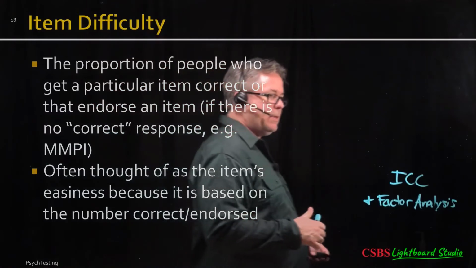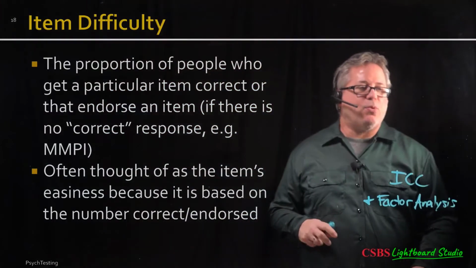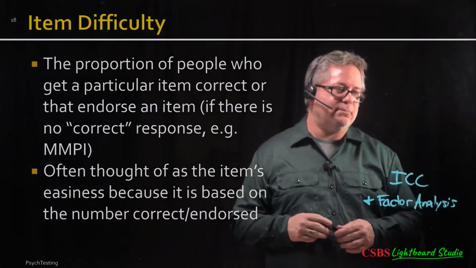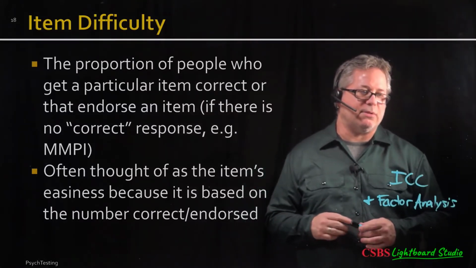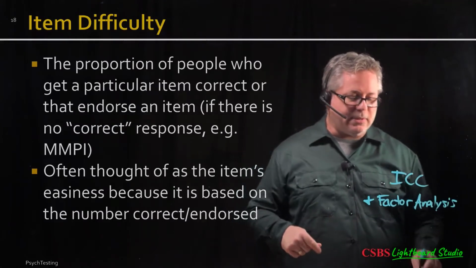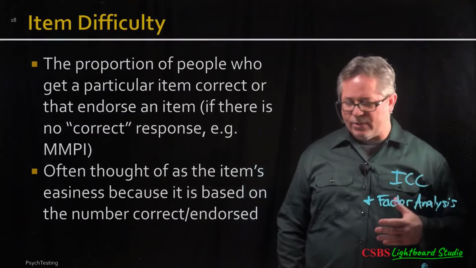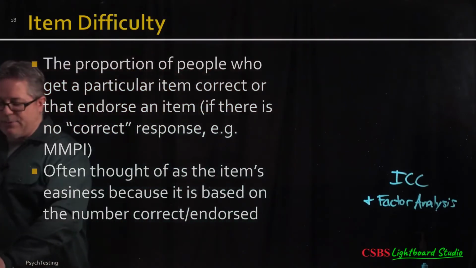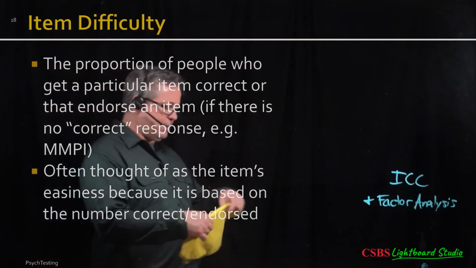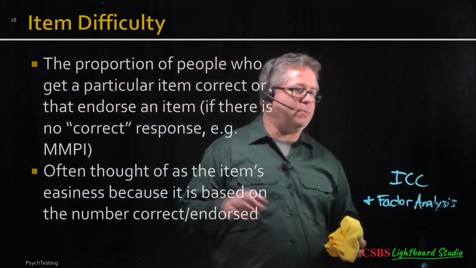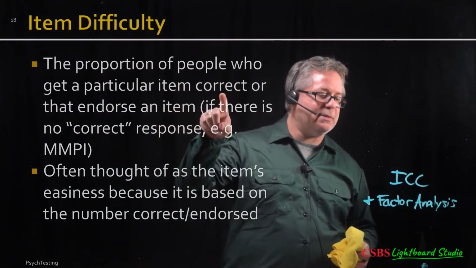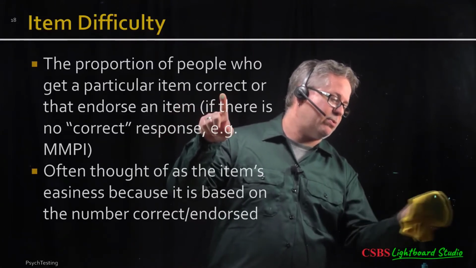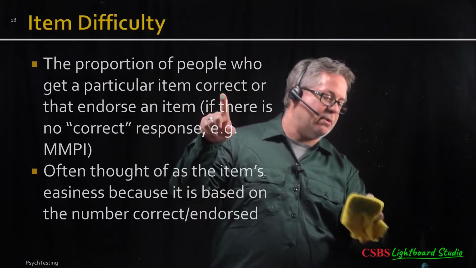All right, so let's talk about item difficulty. The proportion of people who get a particular item correct, or that endorse an item if there is no correct response. We've got to think about this. The language that was developed for these things is out of education, aptitude, achievement type testing. So when they talk about the proportion of people who get a particular item correct, that doesn't really apply to social psychology or to social sciences, specifically psychology.